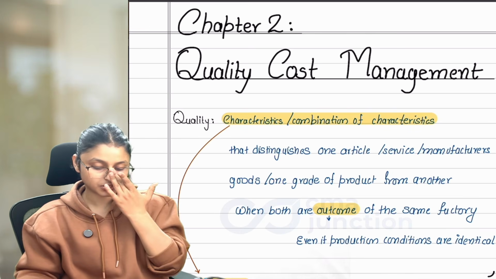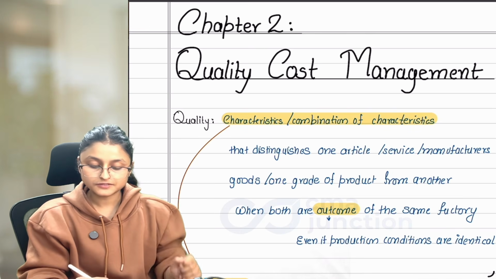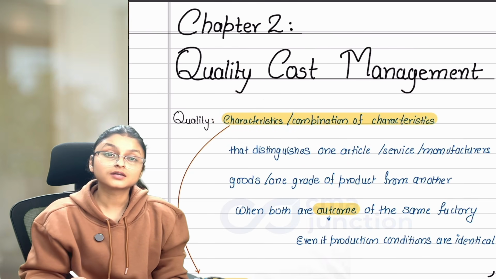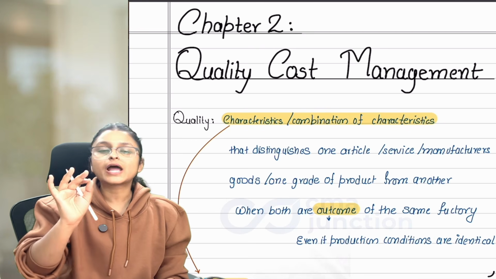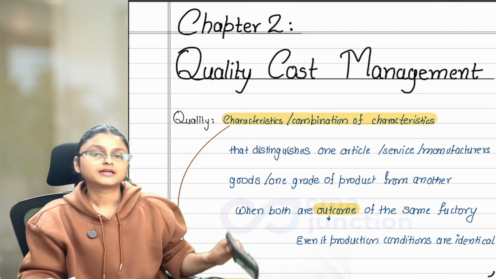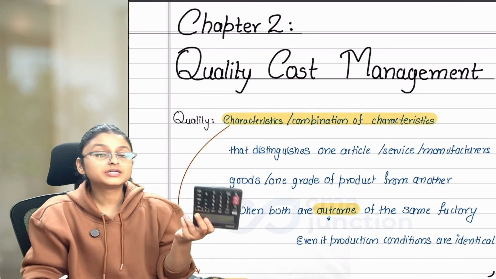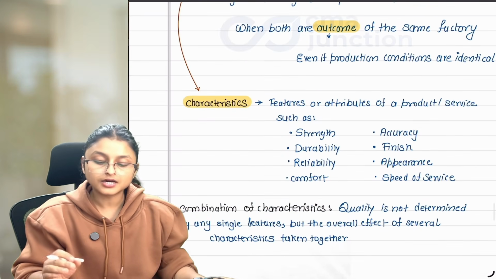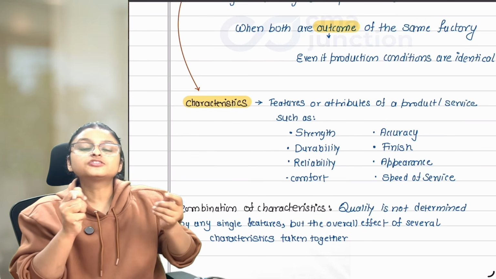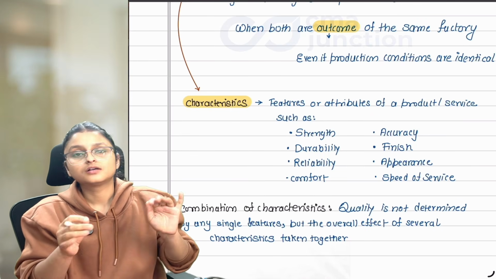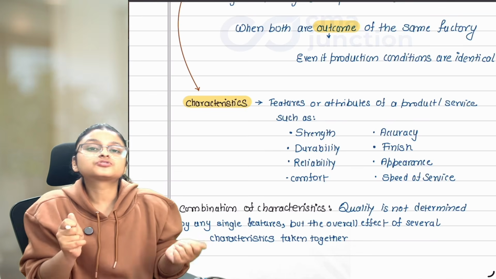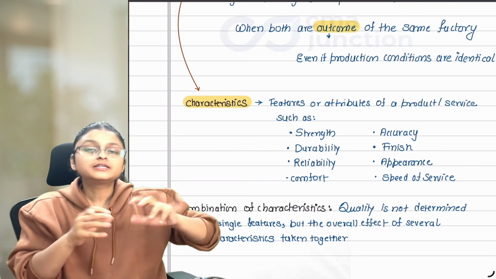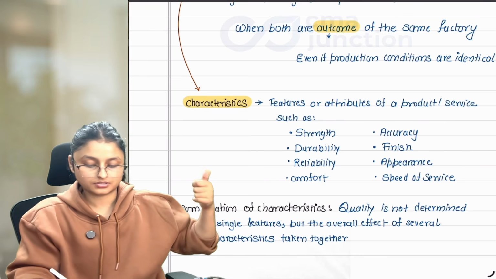Now, what does this definition mean? Let's understand it one by one. Let's first focus on characteristics or combination of characteristics. What do characteristics mean? Characteristics means features or attributes of a product or service. Like I have counted some features of it: durability, reliability, accuracy, all of these are features. Similarly, a product can have different features like strength. In the case of cloth, it matters how much strength it has. Some clothes, when you stretch them a lot, tear out, right? So for cloth, it matters.